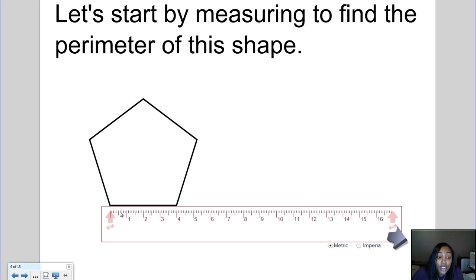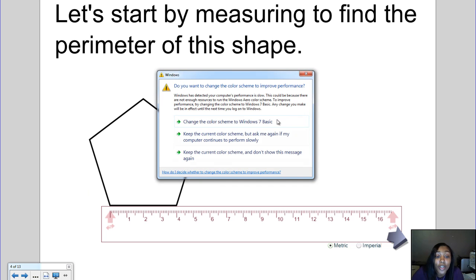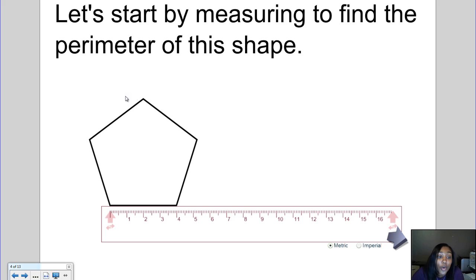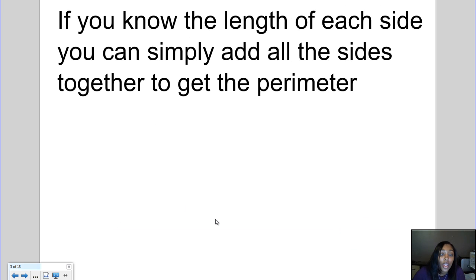So if we measure this side, as we can see on our ruler, the length of this side is 4 centimeters, which means all of the sides have a length of 4 centimeters. So the perimeter would be 4 plus 4 plus 4 plus 4 plus 4, which means we would have a total perimeter of 20 centimeters. Now, if you know the length of each one of the sides, you can simply add up all the sides to find the distance around, or the perimeter.